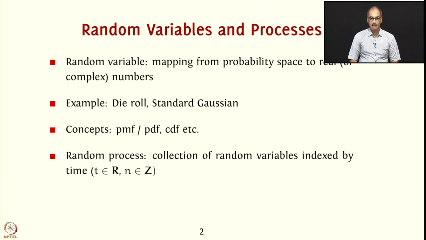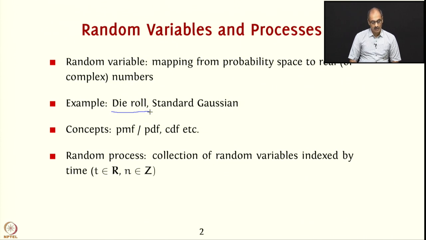A common example will be the roll of a die. If you roll a die, you end up getting a number which is 1, 2, 3 or some number up to 6. This is an example of a discrete random variable, and assuming that you have a fair die, all the numbers are equally likely.